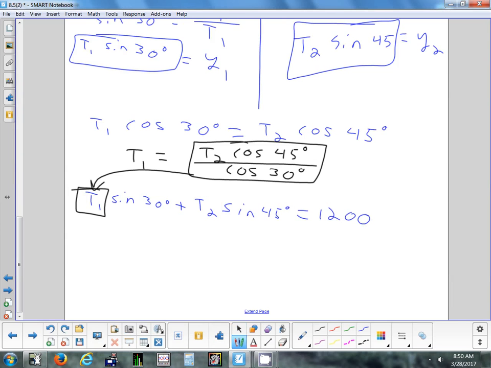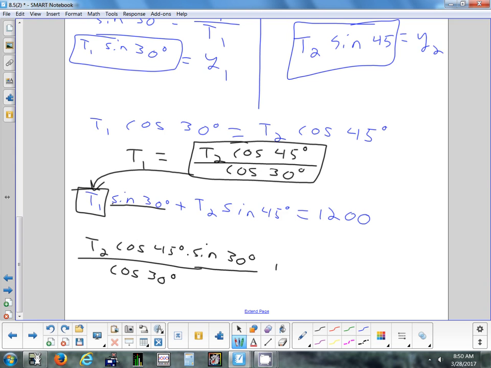Eventually, we're going to round all these off. I'm just not doing it yet because I want to save the rounding for the last step. So t1, I'm going to change it to t2 cosine 45 over cosine 30. And I'm going to put a times sine 30 in the top because I still have that part I need to write down. Okay, I'm going to round all that off in the next step. Plus t2 sine 45 equals 1200.